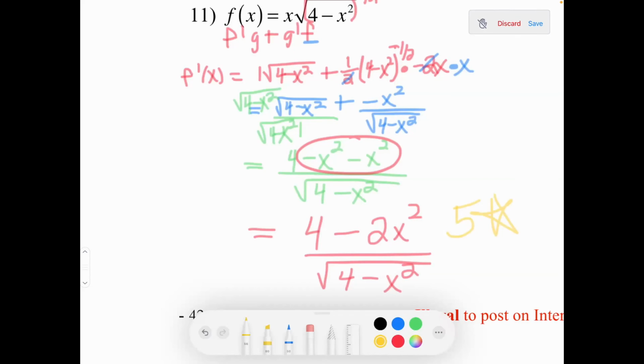Yes, we could factor 2 out of the top, and we get 2 times 2 minus x squared. But really, that doesn't do us a whole lot of good. It doesn't benefit us terribly to do that.